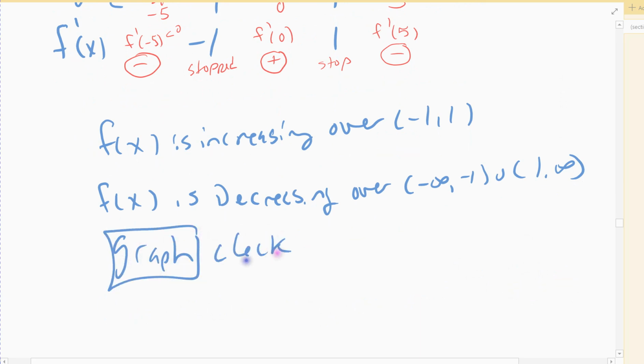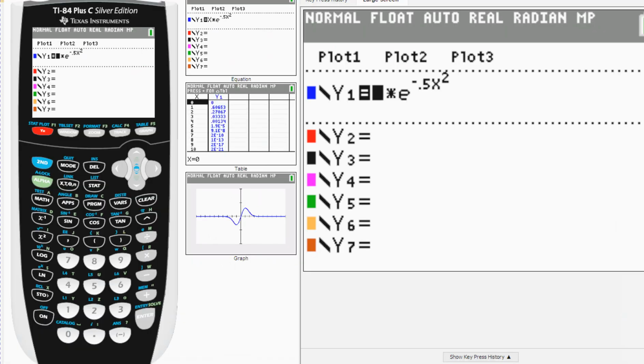Alright, so remember the graph is sort of the check, and since I've got my graph working here, I'm actually going to pop it up. I already have it in my calculator. I've already typed it in carefully, so make sure you're careful. X times e raised to, and I didn't put parentheses around it, but I probably should have. But you can see that the negative 1/2 x squared is all up here in the exponent.